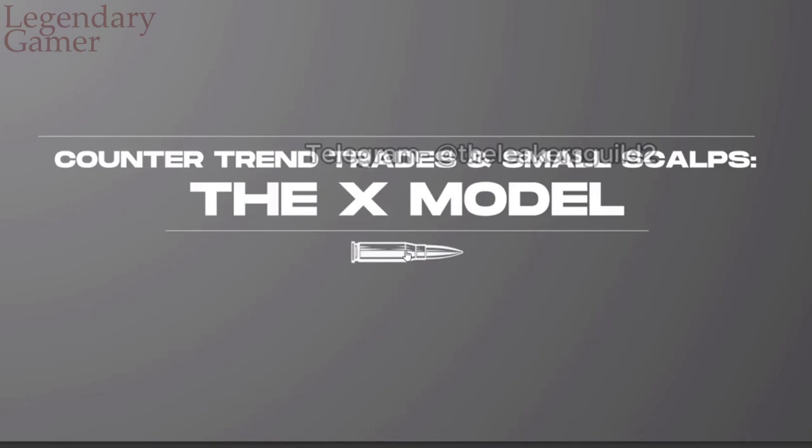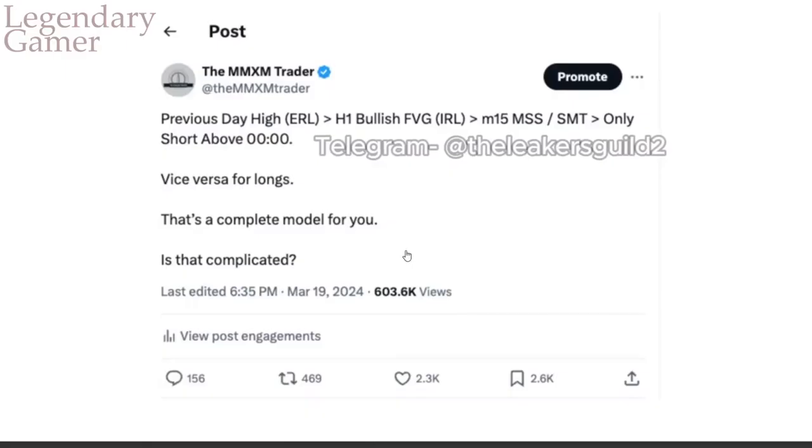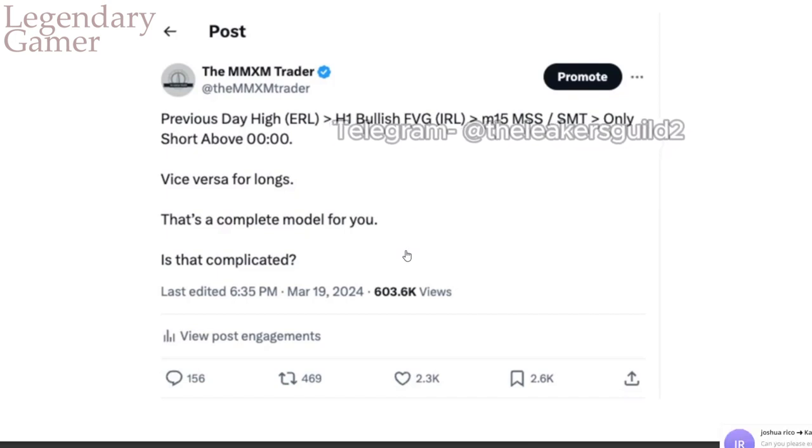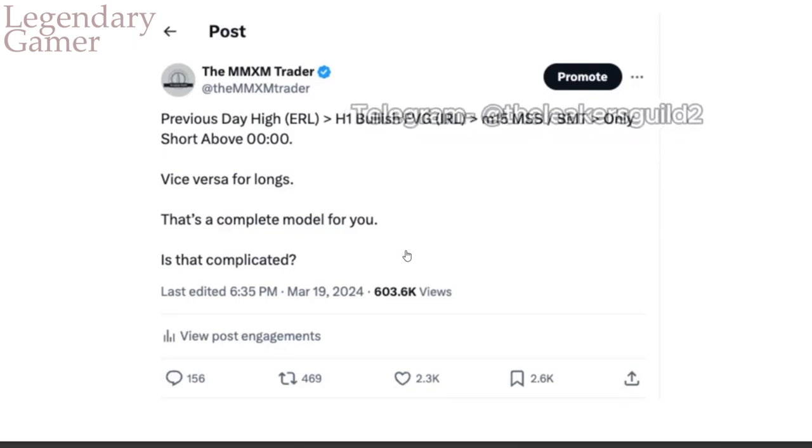So now let's talk about counter trend trades and small scalps, and we're going to be specifically talking about the MMXM traders Twitter model, the X model. So here we have the tweet, right, outlining what the exact model is. We want to see a previous day high or low, that is an external range liquidity pool, into a 1 hour bullish or bearish fair value gap, which is internal range liquidity. Then we wait for a 15-minute market structure shift with SMT and only short above New York midnight or long below it. Right? That is a complete model.